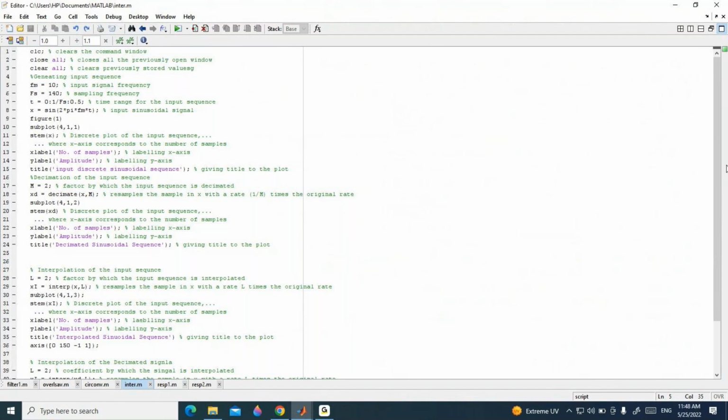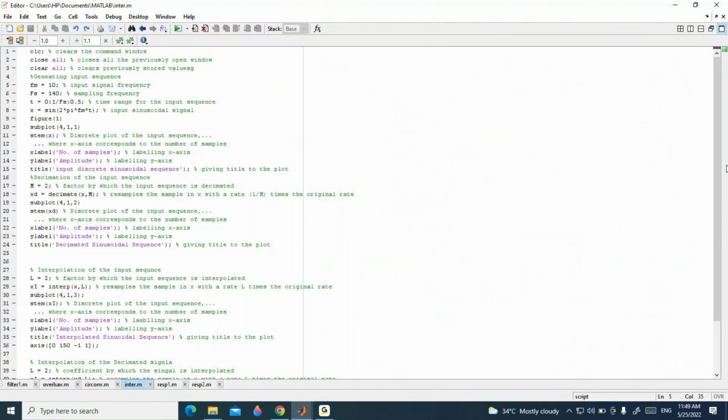So how to get the decimation? Suppose you want to get the decimation by a factor of M. From the original signal, we have to take only the zeroth sample, Mth sample, 2M, 3M, 4M, like this. We are taking only every Mth sample and removing the remaining samples. Like this, we can obtain the decimation by a factor of M. Similarly, interpolation by a factor of L can be obtained by inserting L minus 1 zeros, or L minus 1 samples, between adjacent samples.